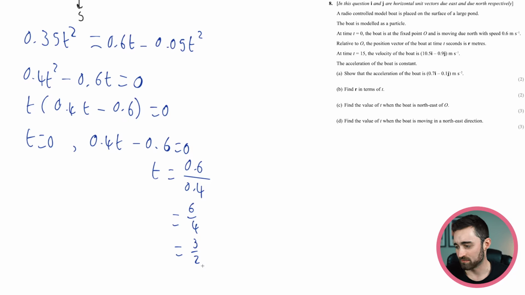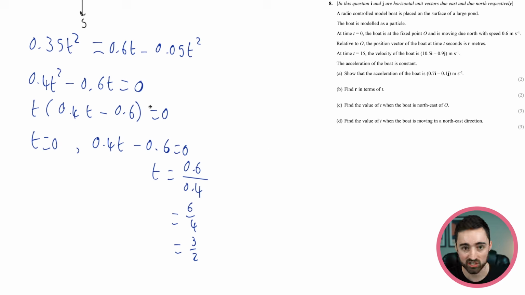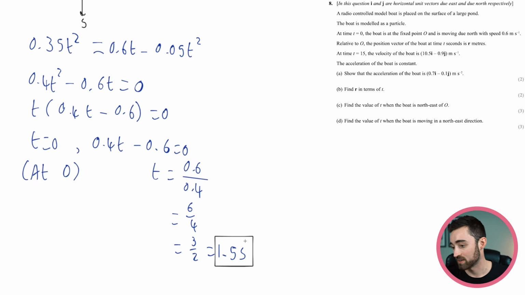They only want one specific value, but let's have a think about it. t is 0 kind of makes sense because at t equals 0, I'm at the origin. So obviously the i is equal to the j because they're both 0. But at t is 0, you're technically not northeast of O because you're at O, aren't you? But then the one time when I am northeast of it is when t is equal to 3 over 2 or 1.5 seconds. So my answer here is going to be 1.5 seconds.